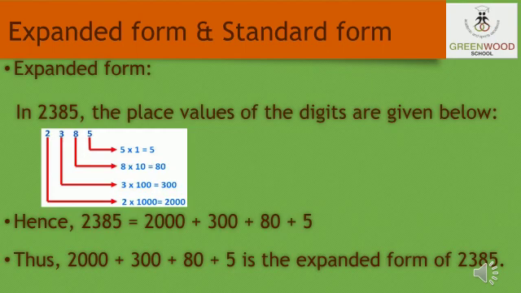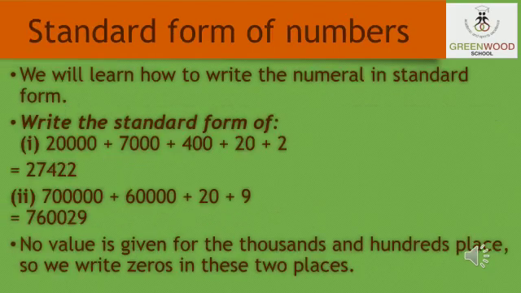Hence, 2385 is equal to 2000 plus 300 plus 80 plus 5. Thus, 2000 plus 300 plus 80 plus 5 is the expanded form of 2385. Here we will learn how to write the numeral in standard form.